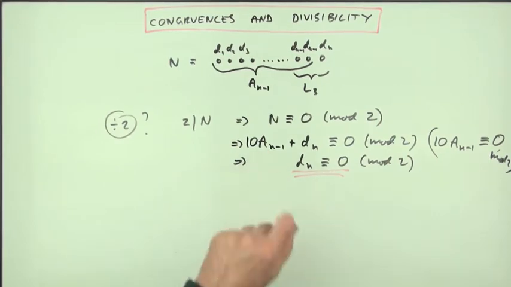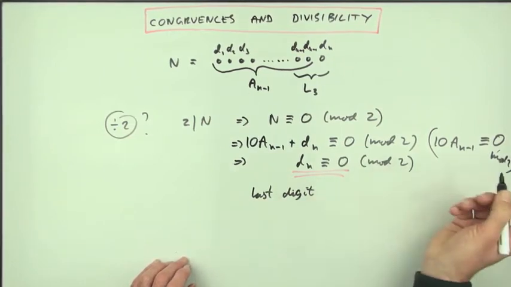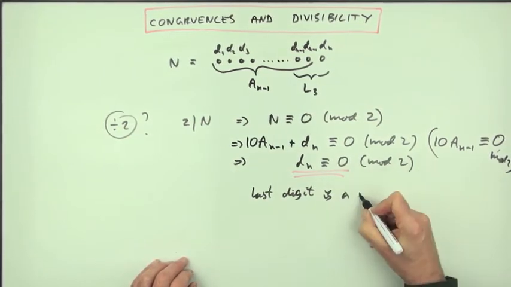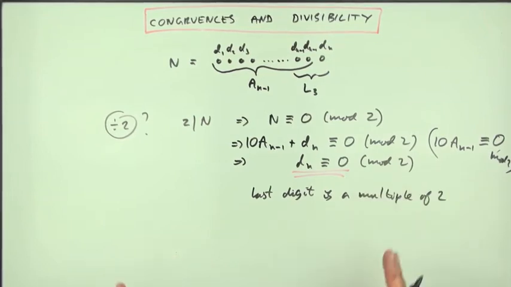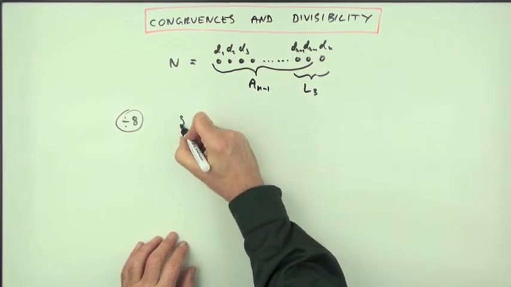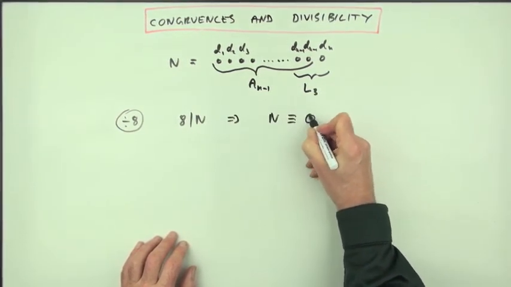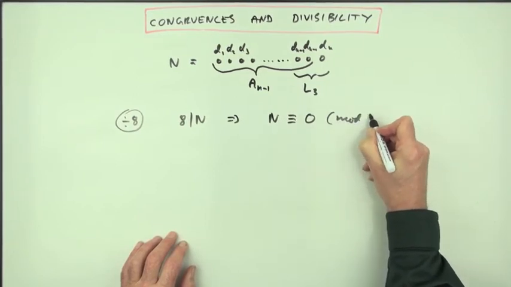And the rest of the number doesn't matter at all. So that's equivalent to saying the last digit is a multiple of 2, or divides by 2. Very quick. Similarly, what about divide by 8? Well, 8 will divide into a number if that number is congruent to 0 mod 8.